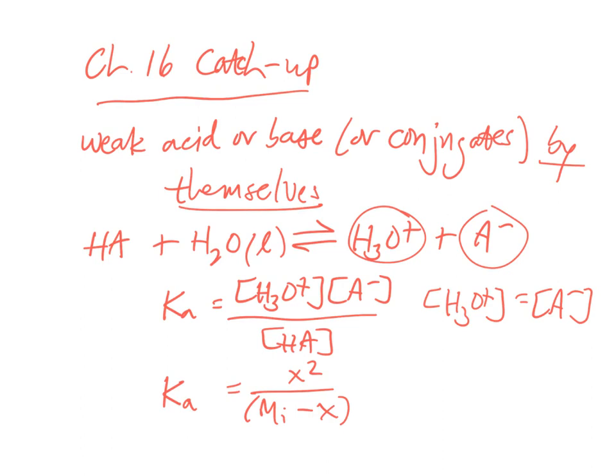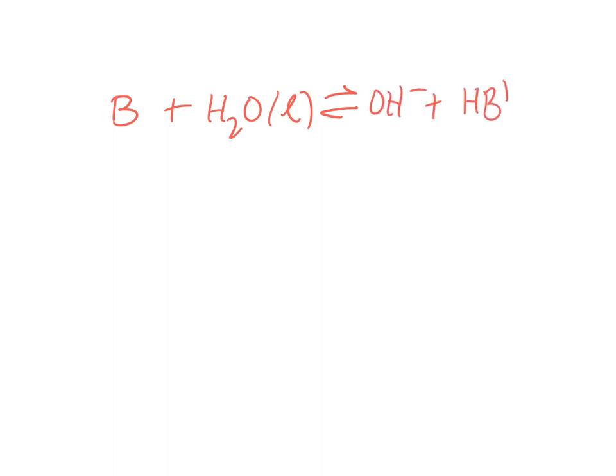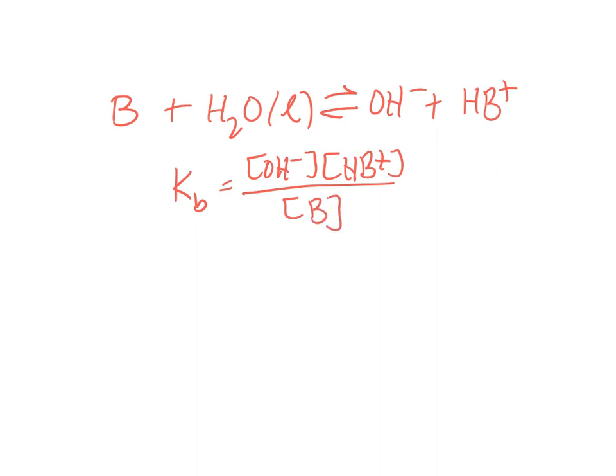It works exactly the same way for bases. So if you have a weak base, which the College Board labels B, again, water, the only liquid in here, everything else being aqueous, we're going to get OH minus and HB plus, which is the conjugate acid. And Kb then equals OH minus times HB plus all over B, the base, not boron.